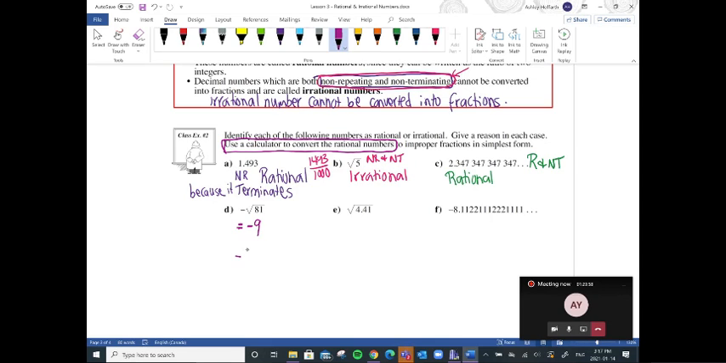You don't need your calculator for this, and the calculator won't actually do it for you because it's not simplified, but any whole number you can write with a denominator of 1, because fraction just means division. If I do negative 9 divided by 1, it's negative 9. So you can automatically assume any whole number, positive or negative, is always rational. You can also remember that by knowing negative 9 is not a non-repeating, non-terminating decimal, so it can't be irrational, therefore it has to be rational.